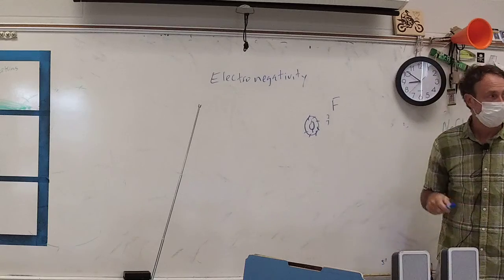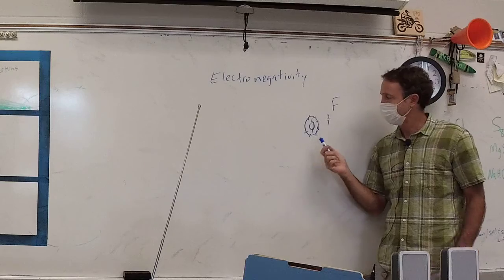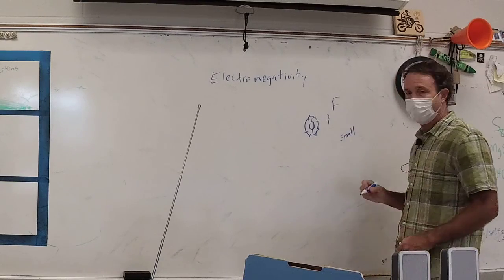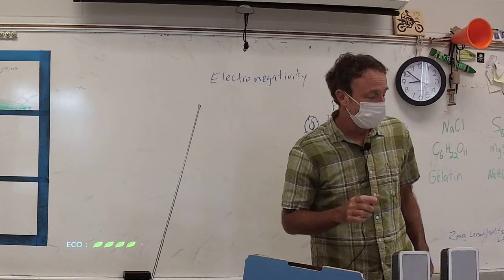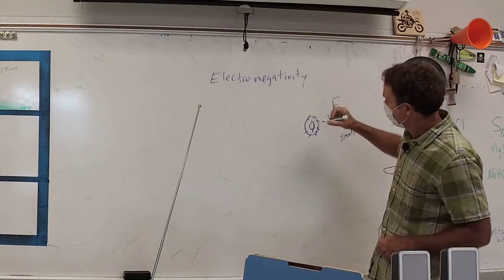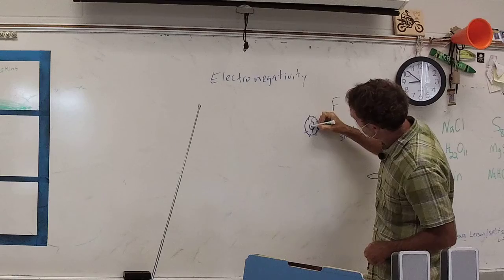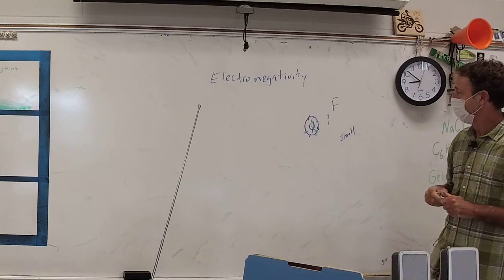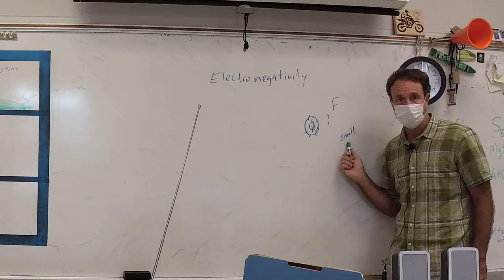There are many things that make fluorine very, very strong. One, it's very small, so that's good. It has a very small atomic radius. That's how we describe the size of an atom. The radius, the distance from the nucleus to the outside of the atom, right? So fluorine has a very small atomic radius, all right?